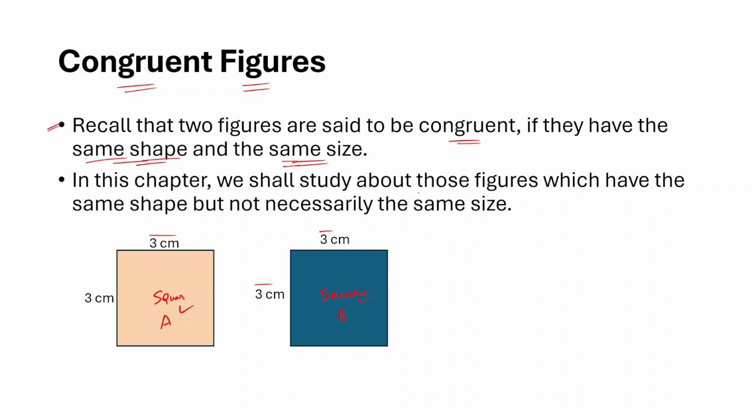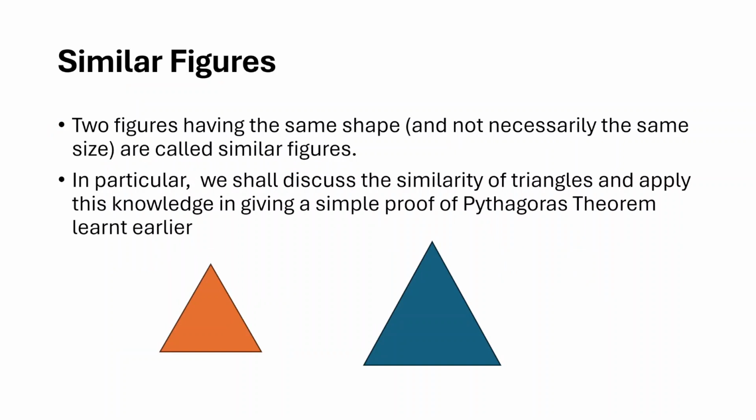In this chapter, we shall study those figures which are of the same shape but not necessarily the same size. Okay. So for example, you might have a square and you might have a big square. So we are going to study the properties of this. Moving on, as part of this particular chapter, there is a new topic being introduced called similar figures or similar polygons.